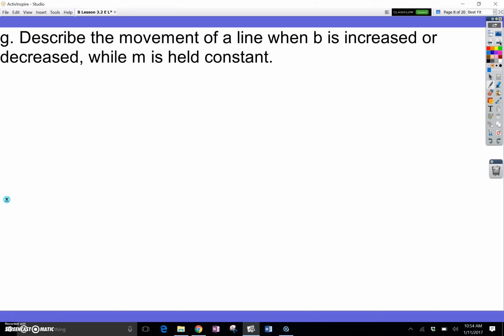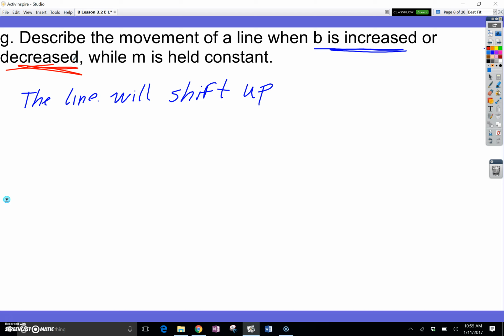So describe the movement of the line when b is increased. So let's go ahead and start in blue. I'm going to underline this in blue. If b value is increased, the line will shift up. And remember, the slope will stay the same. If the b value is decreased, the line will shift down.